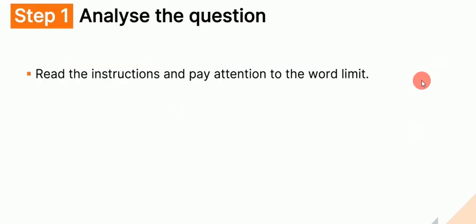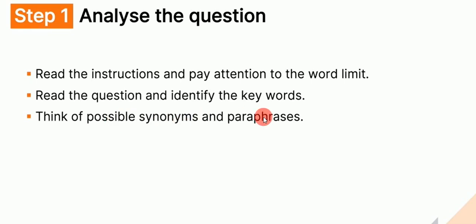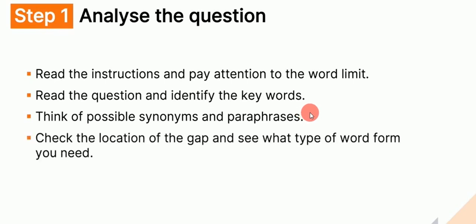Once you have skimmed the passage, it's important to read the instructions carefully. Pay attention to the word limit, which is important for all completion question types. You can then read and identify the keywords in the question. It's also helpful to think of possible synonyms and paraphrases for these keywords. Another important aspect of answering sentence completion questions is reading the question to see what type of word form you need for the answer. You can do this by looking at the location of the gap.